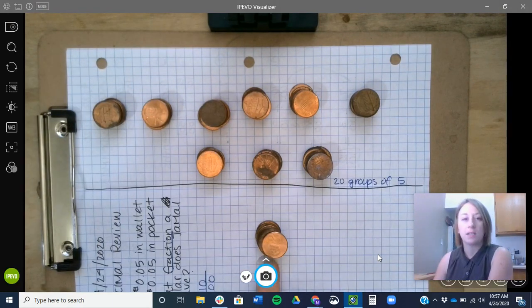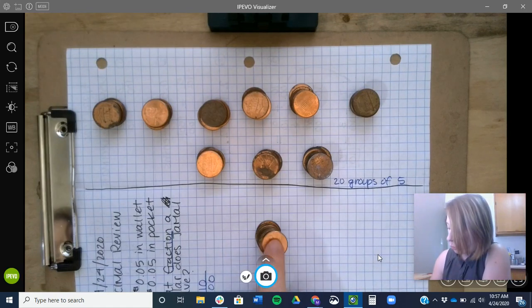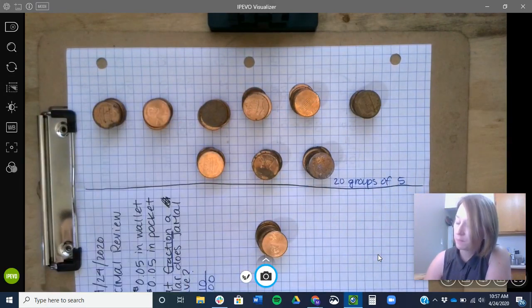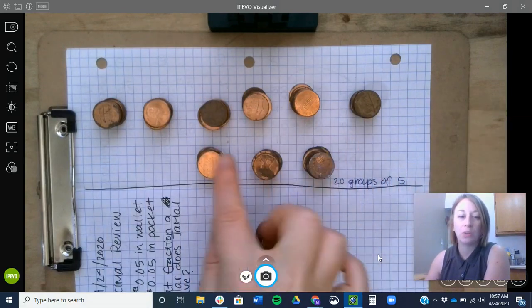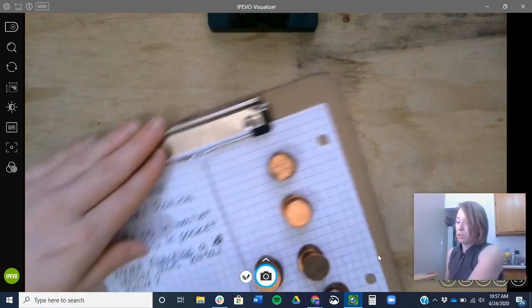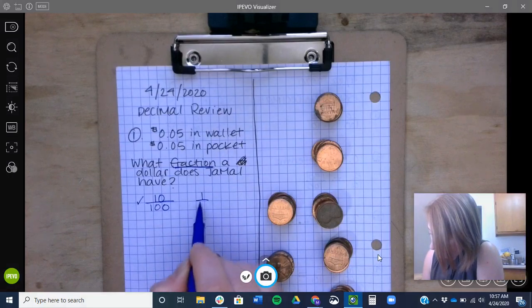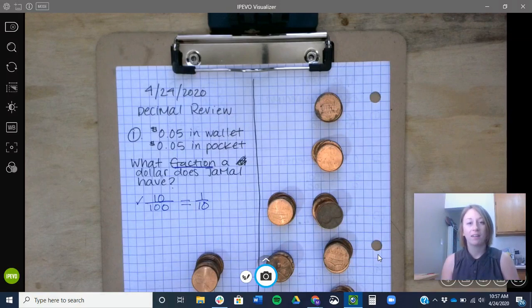So this is what Jamal has in his pocket, and this is how many groups there are altogether. 1, 2, 3, 4, 5, 6, 7, 8, 9, 10. So what that means is that Jamal has 1 out of 10 equal size groups of 10. So another way to represent that value is 1/10. They are equivalent. That's right, equivalent.